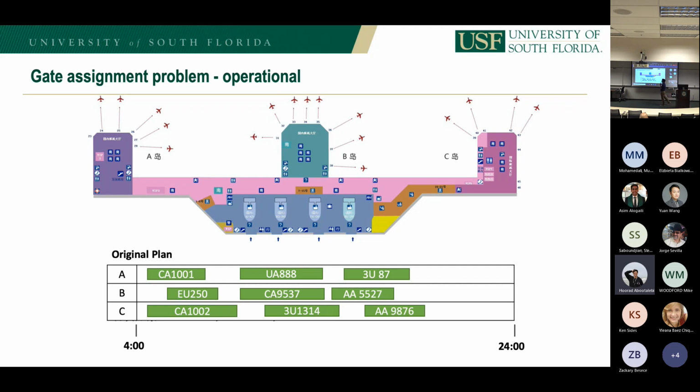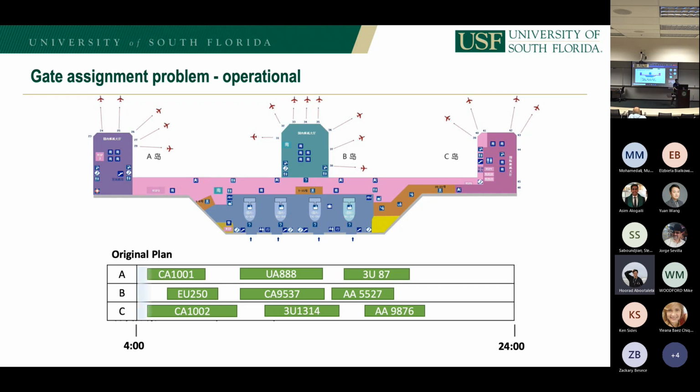So the last example is an operational one. Let's look at the gate assignment problem. Think about what dispatching is in transportation, because for most transportation problems, we are not trying to optimize the operation from scratch. We are trying to optimize the operations from our plan. So let's say we have some flights and we have already assigned their gates. For example, UA888 was assigned to gate 8.